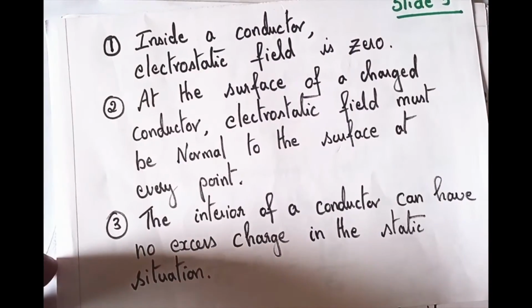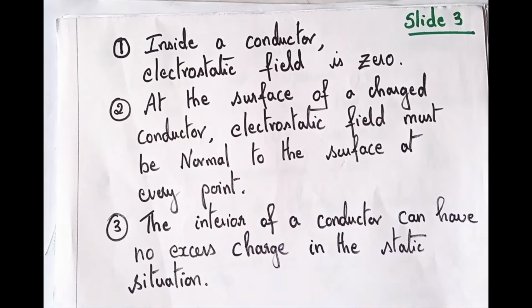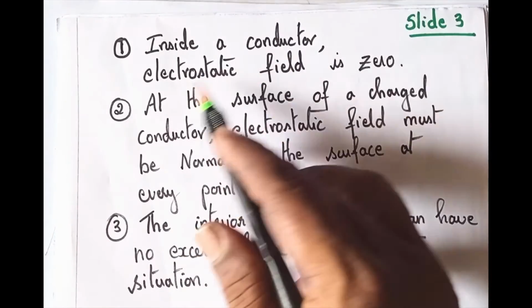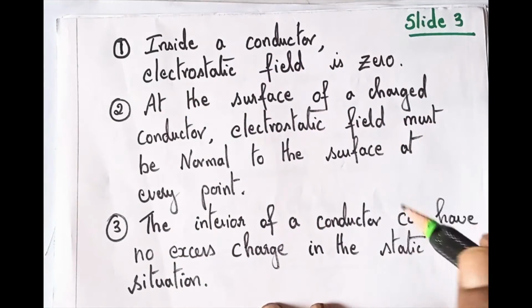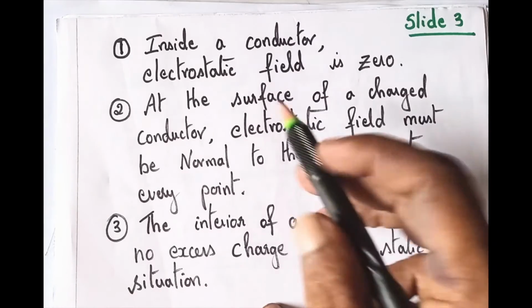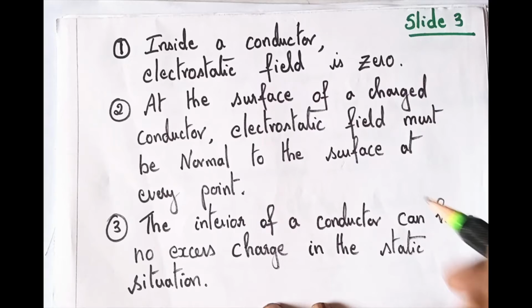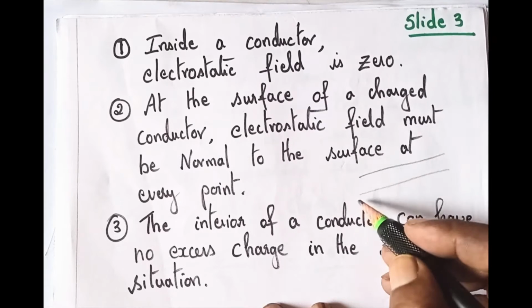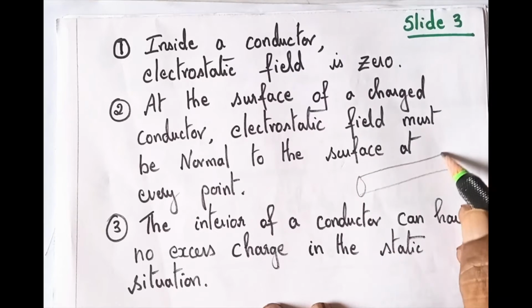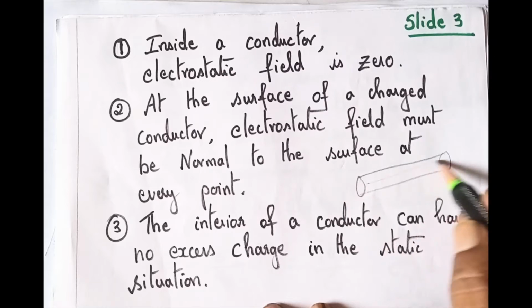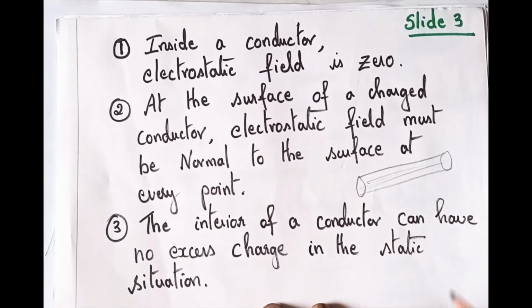Now we are going to consider some important points in electrostatics of conductors, some major points that we have to remember. We are dealing only with metallic conductors, not electrolytic ones. Inside a conductor, the electrostatic field is 0. That means inside, say, a copper wire, the electrostatic field inside the conductor is 0.